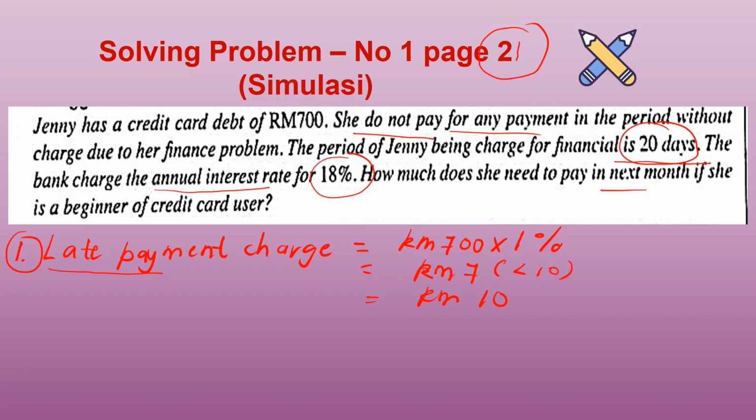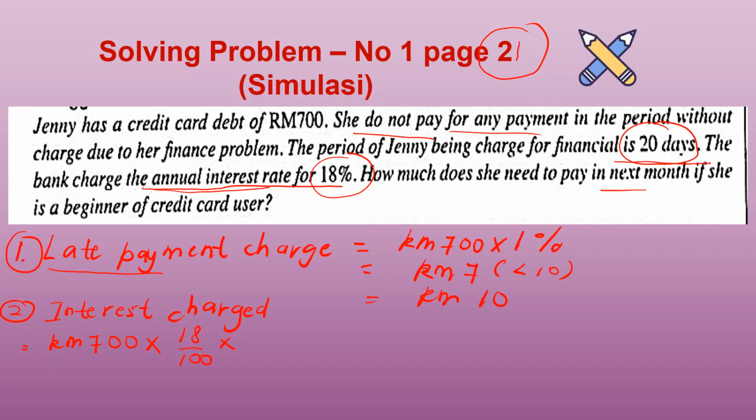So the second one is the interest charge. Remember, you take the outstanding balance, 700, and then you times the annual interest rate, 18%, and then you times the keyword, days.